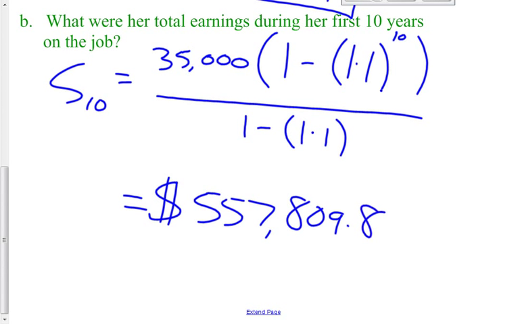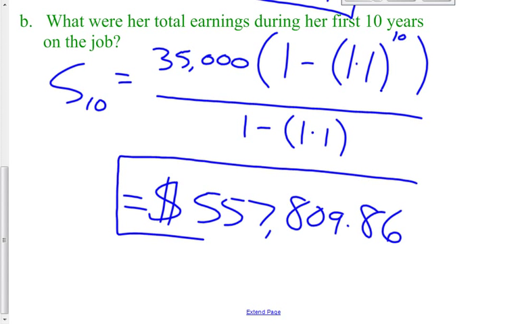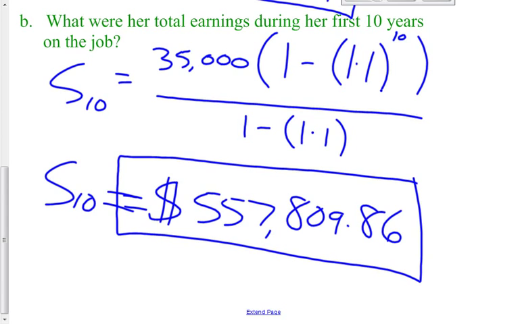$809.86. This is how much you would make in the first 10 years. This is the value of the first 10 years, S sub 10.